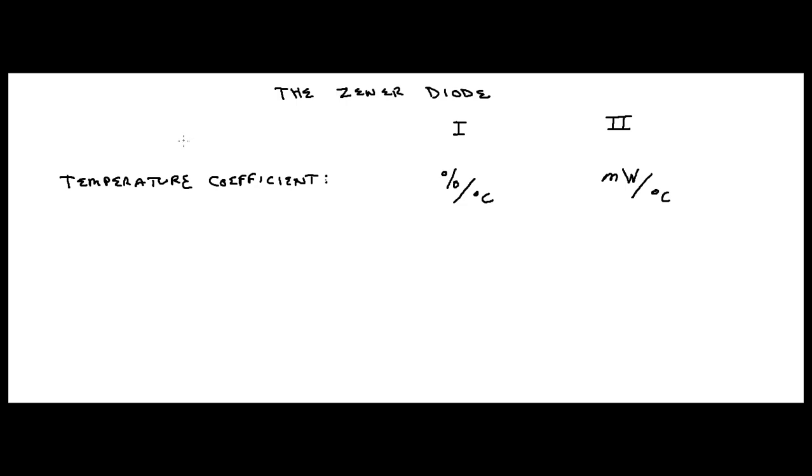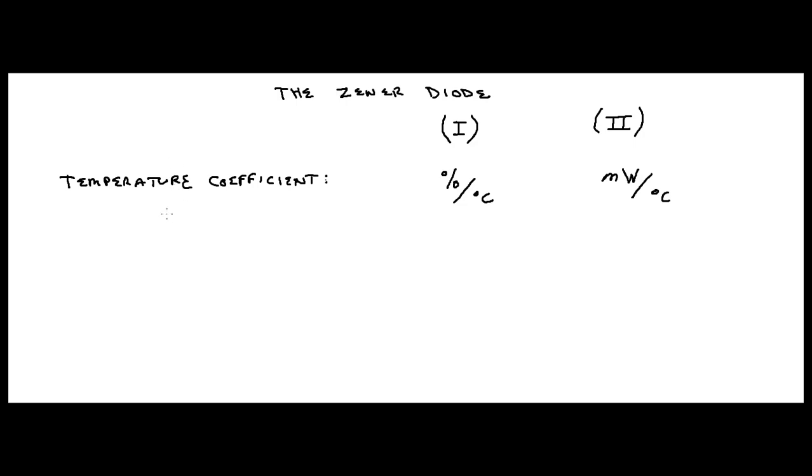So generally there are two ways to express the temperature coefficient, and I've outlined them right here. One, it's going to be in percent per degree C, all right? And number two is going to be in milliwatts per degree C. So let's do a problem of each so I can demonstrate how they're used, all right?